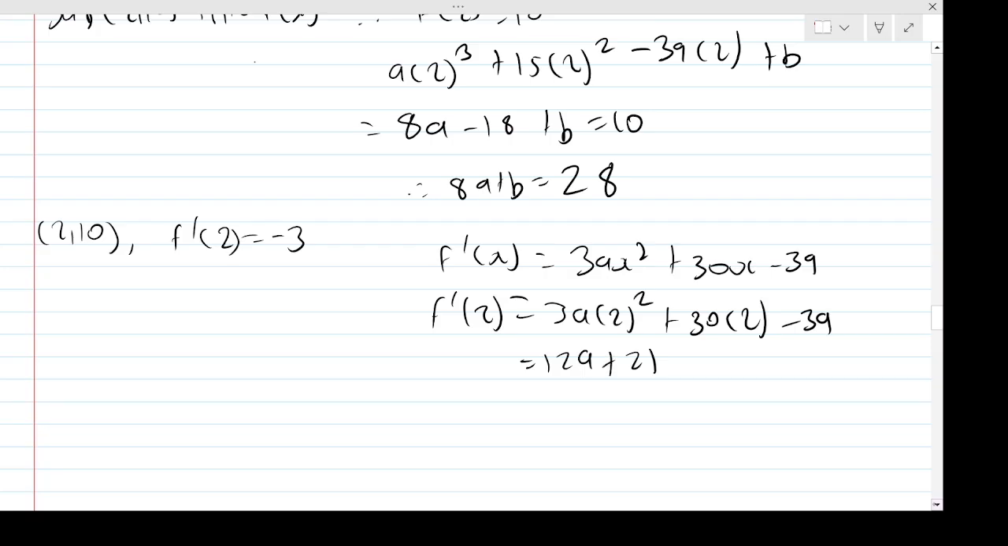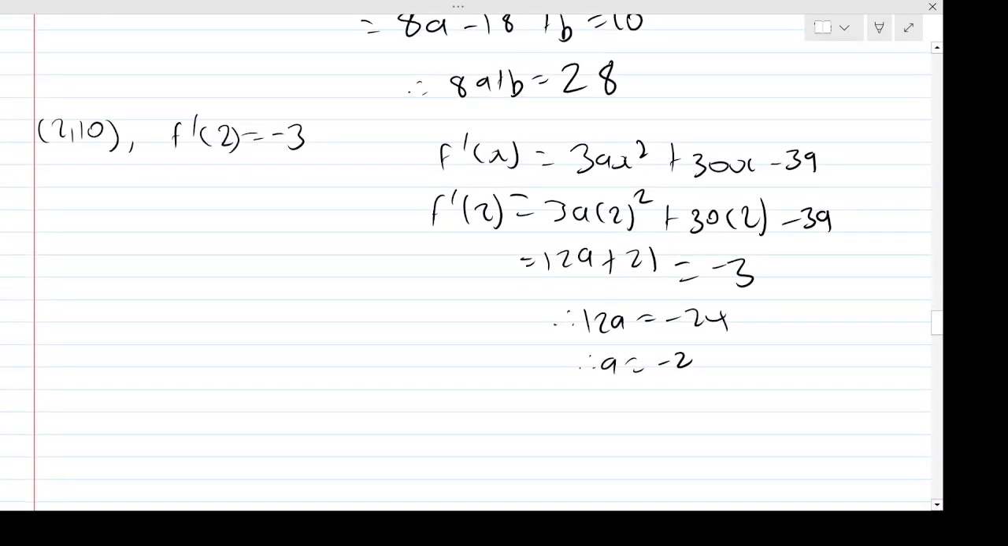So we simplified this expression, we're told it has to equal -3. So the gradient is -3. So that's my equation. So if I subtract 21 from both sides, I get 12a is -24. That means a is going to be -2. If I divide 24 by 12, I get -2. So that means I've got my a value.